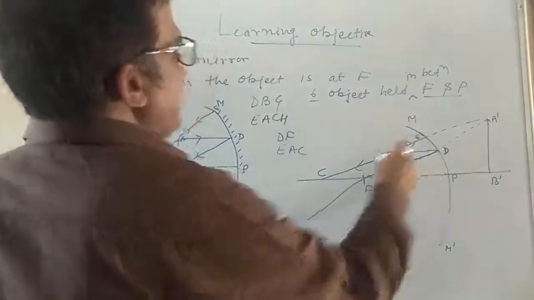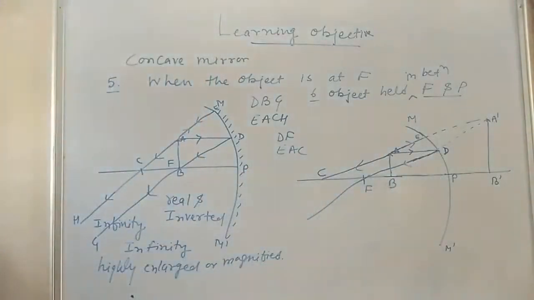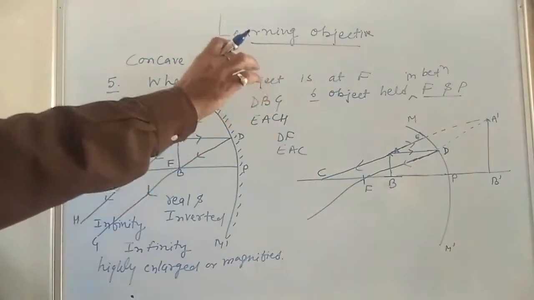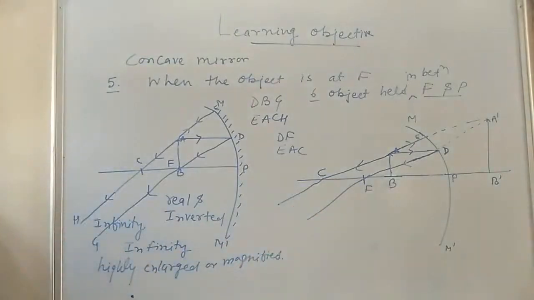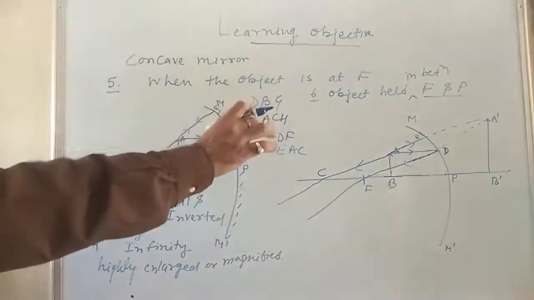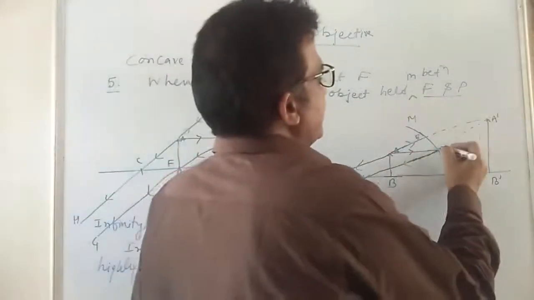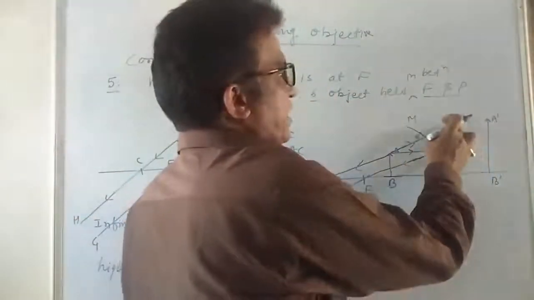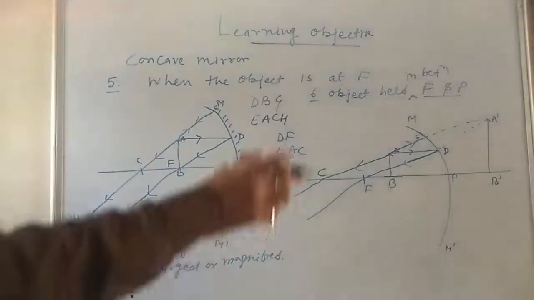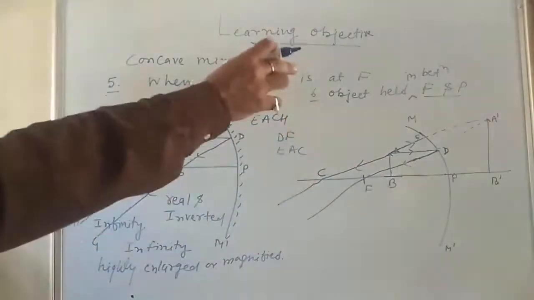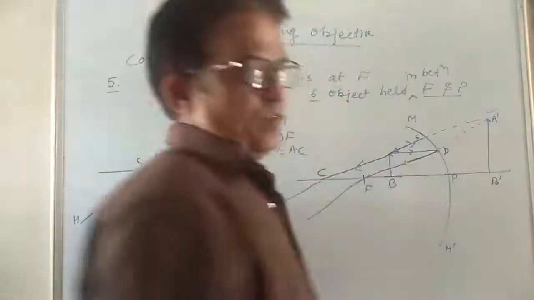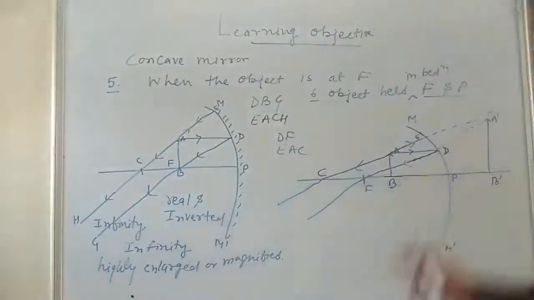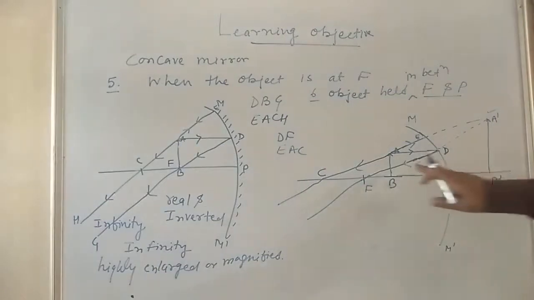Both DF and EAC diverge and cannot meet actually. They diverge and cannot meet actually. When these two reflected rays are produced back, here and here, what we are observing appears to come from a point A dash. So A dash is the virtual image of A. So A dash B dash is the virtual image of the object AB.